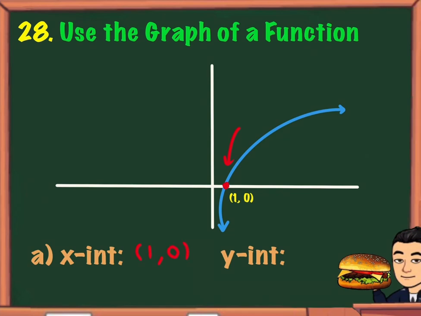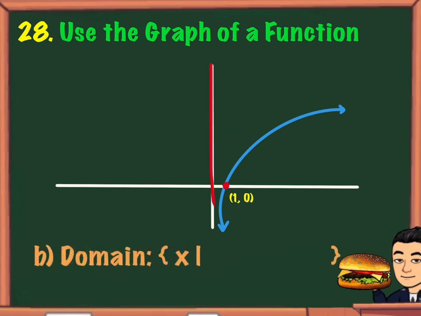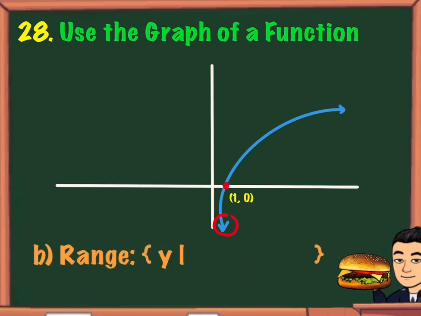And apparently there's no y-intercept, so you're going to put none or not available. This line is where x equals 0, so your domain is going to be x greater than 0. Look at this arrow, it's continuously going down, and this arrow is continuously going up. So which means that your range is going to be all real numbers.